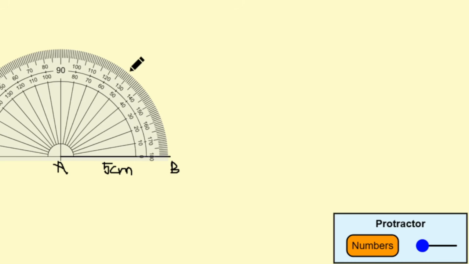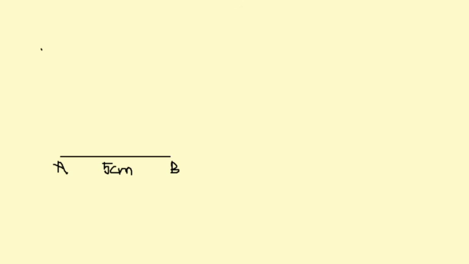Now from point A we need to draw 100 degrees. So 100 is here. Now let us join this point A and the 100 degrees ray. So this will be the 100 degrees ray. So we can write over here.